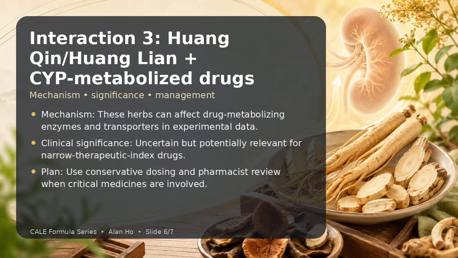Interaction 3 is Huang Qin and Huang Lian plus CYP-metabolized drugs. The mechanism is that these herbs can affect drug-metabolizing enzymes and transporters in experimental data. The clinical significance is uncertain but potentially relevant for narrow therapeutic index drugs. My management plan is to use conservative dosing and pharmacist review when critical medicines are involved.